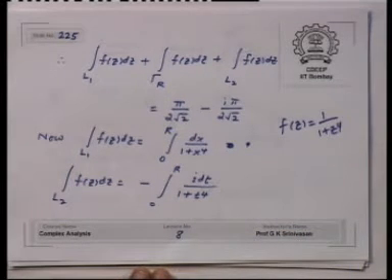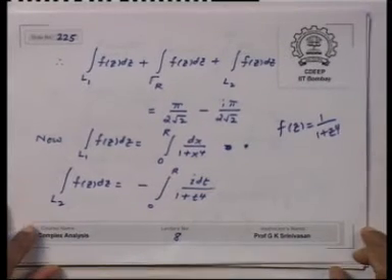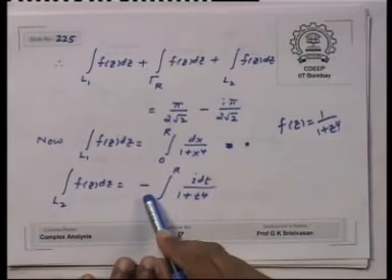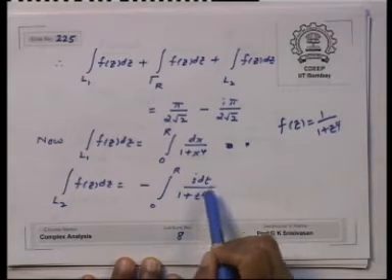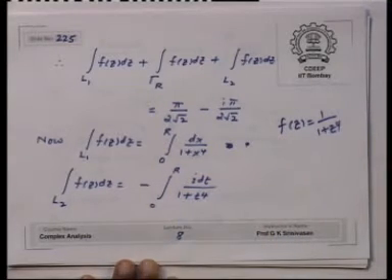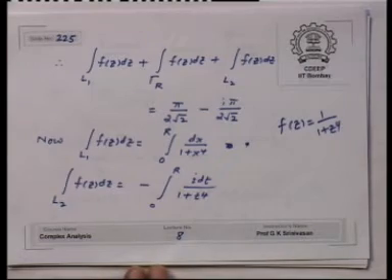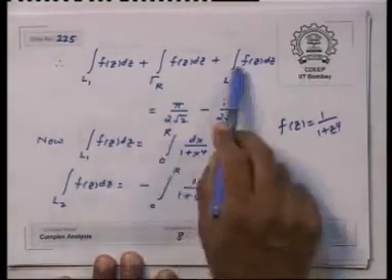So, you parameterize minus L2 going from bottom to top. What is z? z is It, so put the minus sign: z is It, and dz is I dt, over 1 plus t to the power 4, and t runs from 0 to r. So, if I combine this one and this one, what am I going to get?